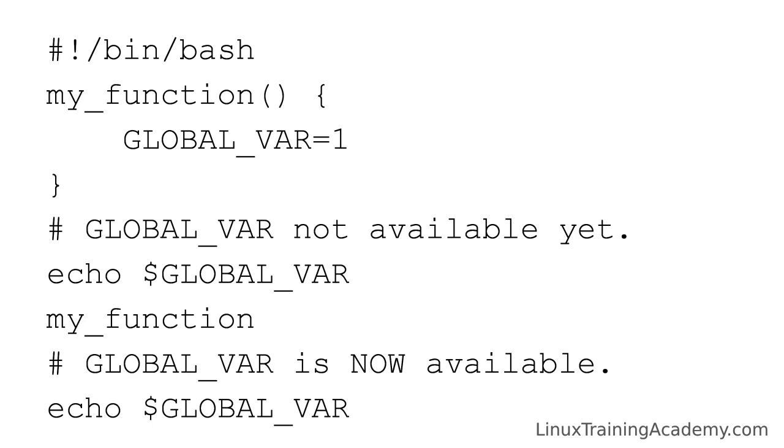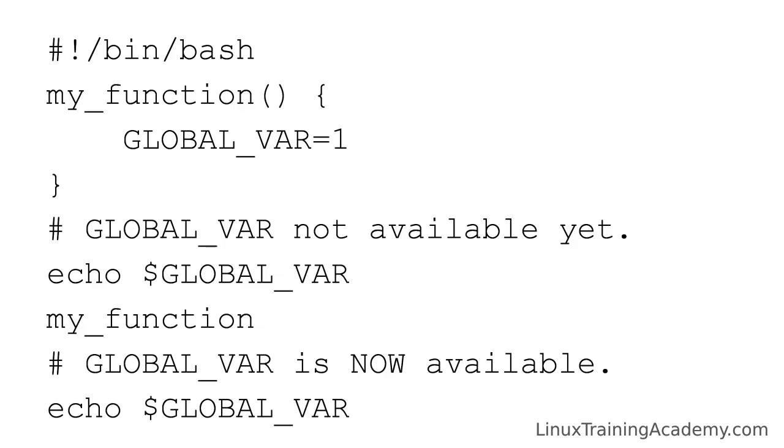If a global variable is defined within a function, it is not available outside that function until the function is called and executed. At the top of the script, the myFunction function is declared. It hasn't been executed yet, it's just declared at this point. So if we try to use the variable defined within that function without calling it first, the value of the variable will be empty. So in this example, the first echo statement will simply print a blank line.